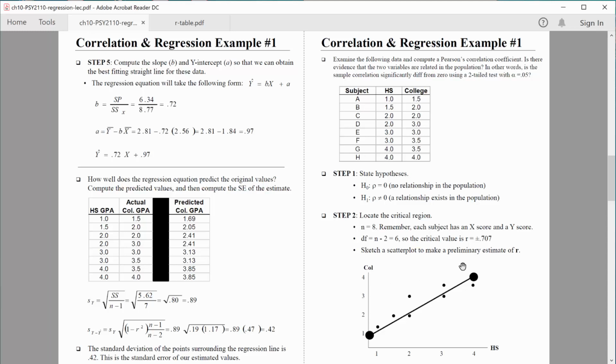Now I'd like to plot another point that's relatively far away. So let's assume that somebody has a high school GPA of 4. We already walked through the math for that. This person had a high school GPA of 4. When we put that into our regression equation, we found a predicted college GPA of 3.85. So 4 would be right here on the x-axis below me, and 3.85 would be right about here as well. So I plotted this big black dot right here.